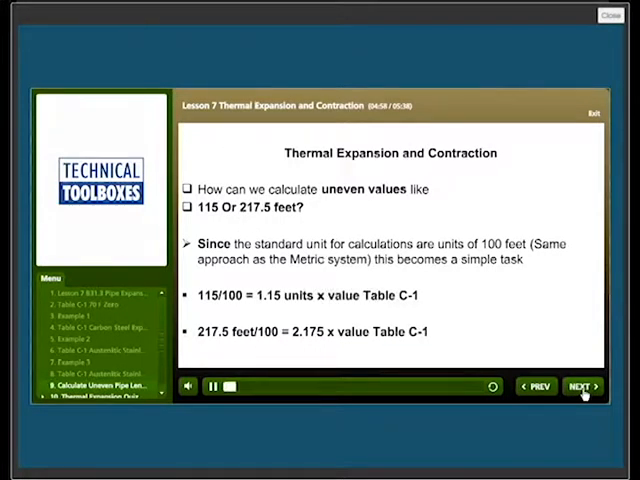How can we calculate uneven values like 115 or 217.5 feet? Since the standard unit for calculations are units of 100, same approach as metric, this becomes a simple task. The 115 would be divided by 100, which would equal 1.15 units times the value given in table C1. Likewise, 217.5 divided by 100 would be 2.175 times the value given in table C1. Simple.